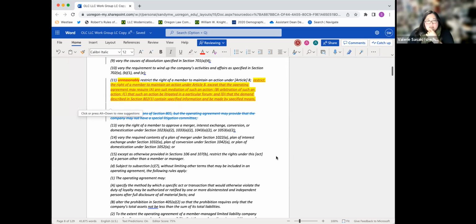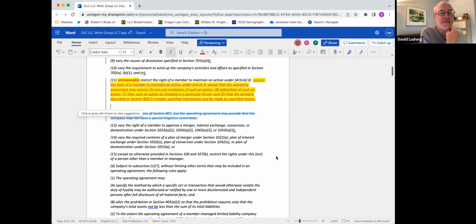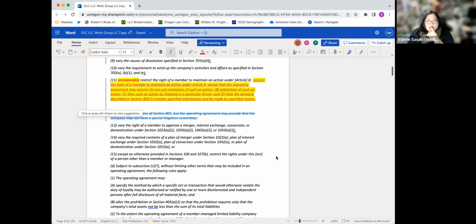I think that's fine. Anybody not think that's fine? So RCW puts in the word unreasonably. Looks like we took out unreasonably there. So this is the things the operating agreement may not do, correct? Right. I don't have a problem with unreasonably. Does anybody else have a problem with unreasonably there?